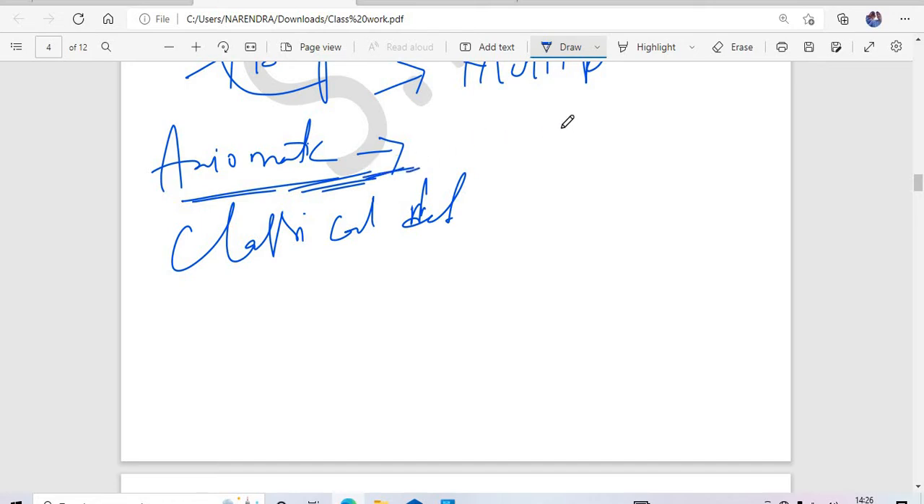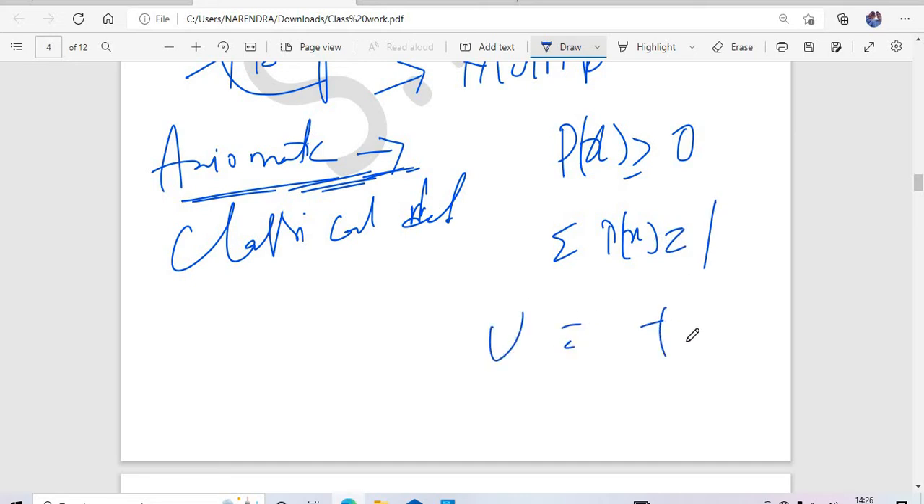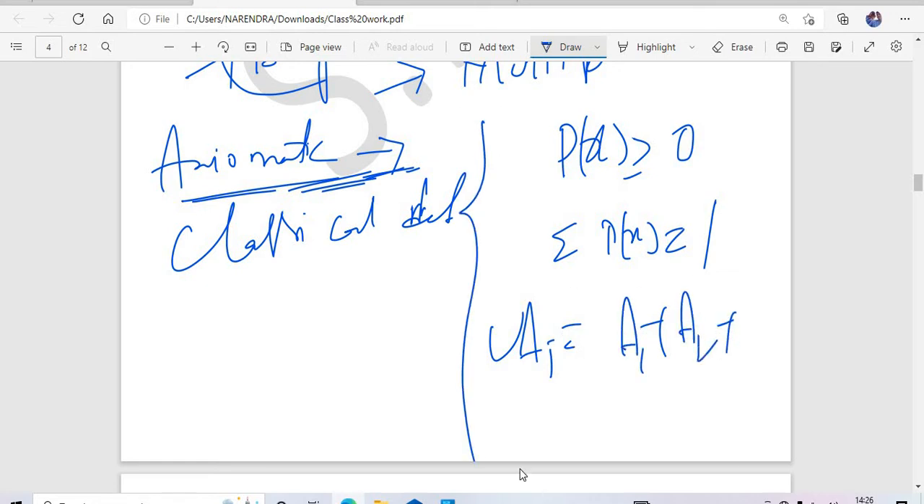In the axiomatic definition, P of x should be greater than or equal to 0, the sum of P of x should be equal to 1, and the probability of a union equals the summation, like this: union of A is equal to A1 plus A2 plus A3 and so on. These three are the axiomatic definitions.